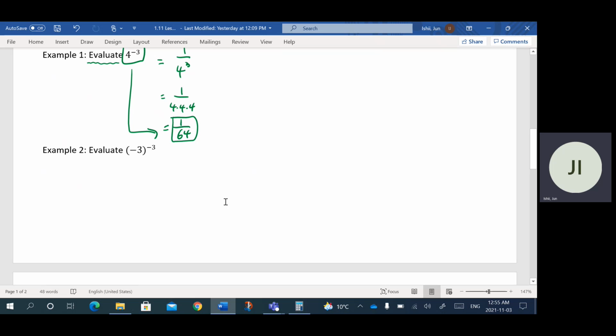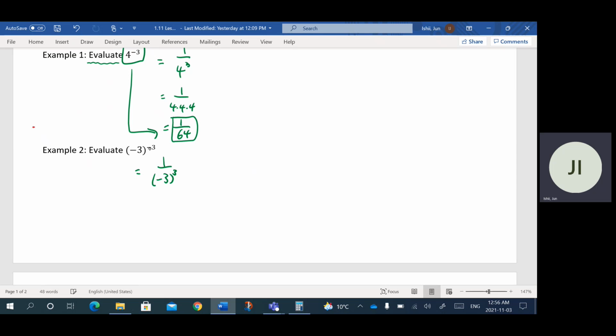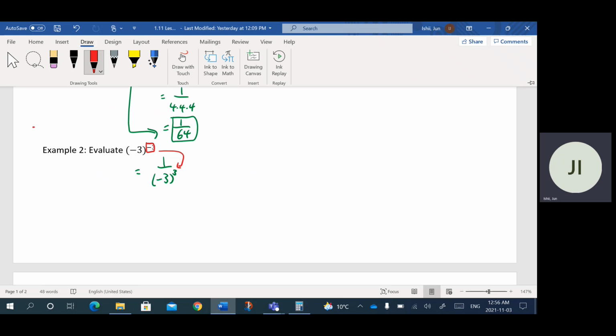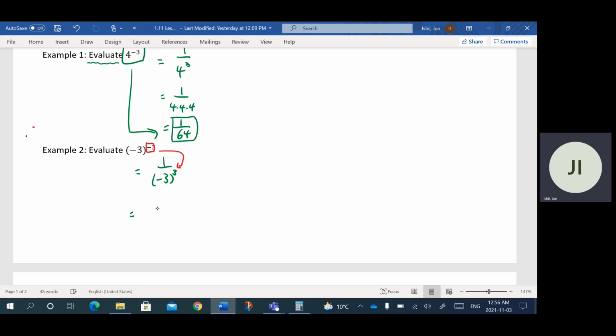But this time it's actually a negative base. All right. So this is going to equal, if I apply the rule again, 1 over negative 3 to the cube. All right. So that's my first step, is to apply the negative exponent, change it to 1 over the positive. So now this is equal to 1 over negative 3 times negative 3 times negative 3.